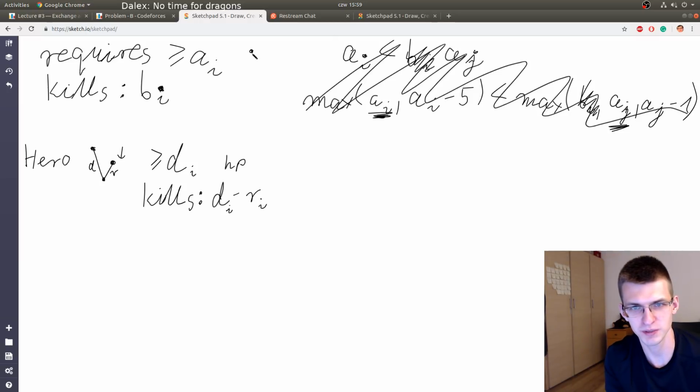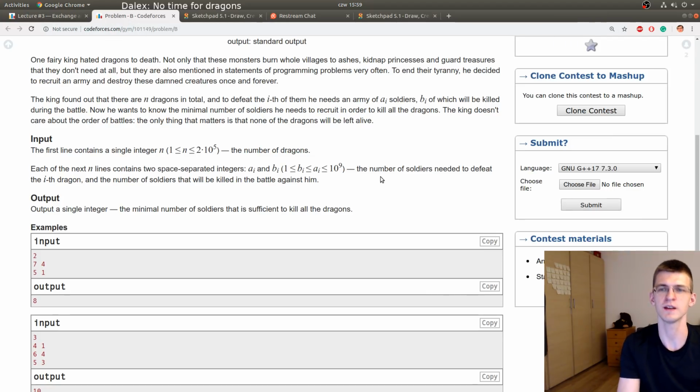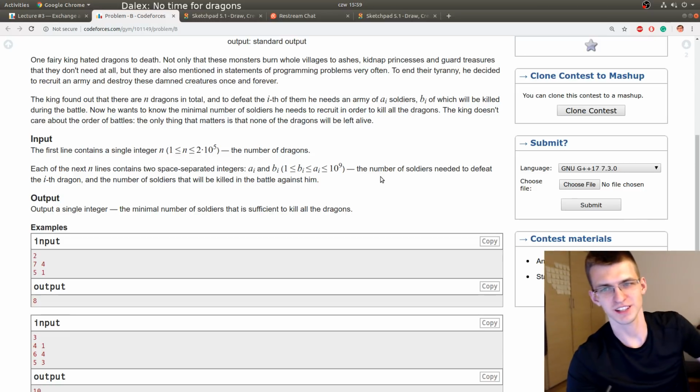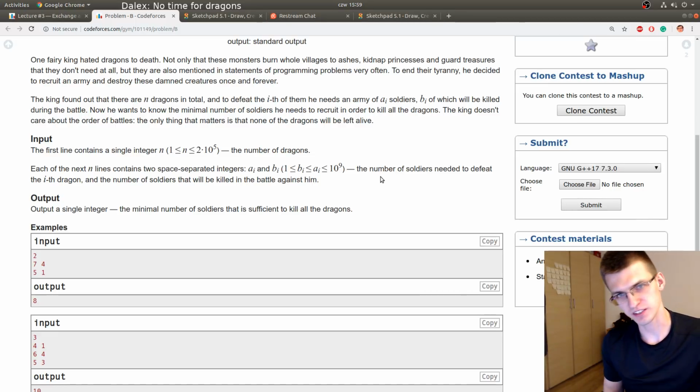Requires AI, which means that in Hero first it deals AI damage, but then it gives us back some number of soldiers, such that this distance is Bi. So here the restoration would be AI minus Bi. And we can do that even without any drawings or computations. Just by looking at the problem, if he needs an army of AI soldiers and Bi will be killed, we can just say that he kills AI soldiers and then AI minus Bi are restored. And then it's the same problem.